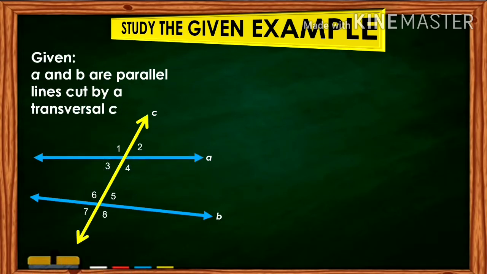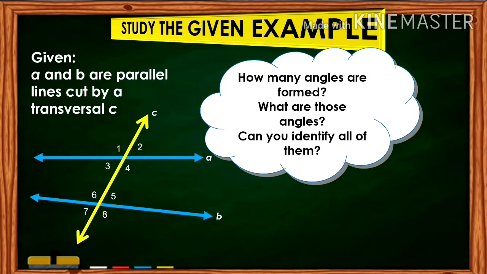Given A and B are parallel lines cut by a transversal C as seen in the illustration below. How many angles are formed? What are those angles? Can you identify all of them? Let's find out.